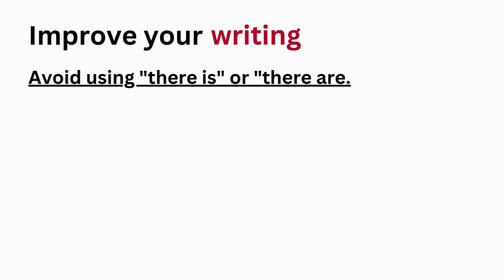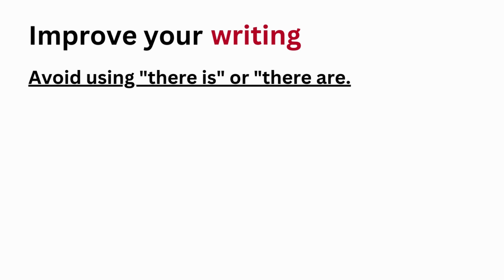So now let's look at tip number 2. Tip number 2 is avoid using there is or there are. Why do we avoid there is or there are? Well, one of the reasons is that when we write, we want our ideas to be clear and concise. This means we don't want long, unnecessary sentences. Instead, we want our sentences to be direct and to the point. Using there are adds extra words that aren't needed.